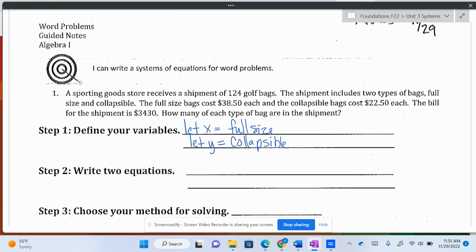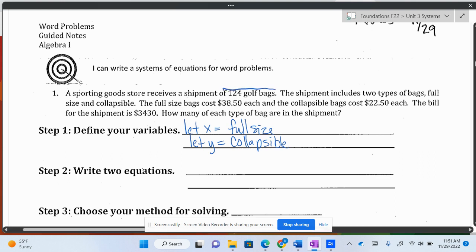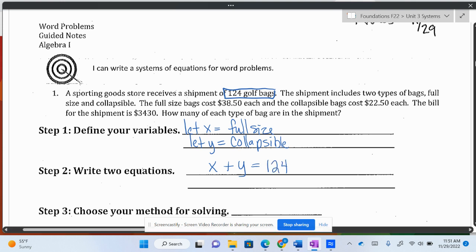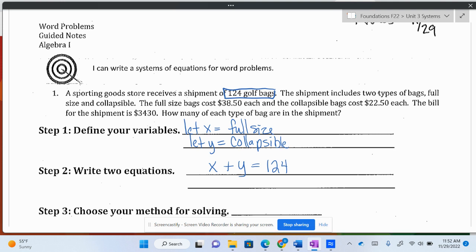Okay, so I'm ordering 2 types of golf bags. How many total bags did I order? So that means that the number of full-size bags plus the number of collapsible bags has to equal 124. That's my first equation. Does that make sense how I got that?